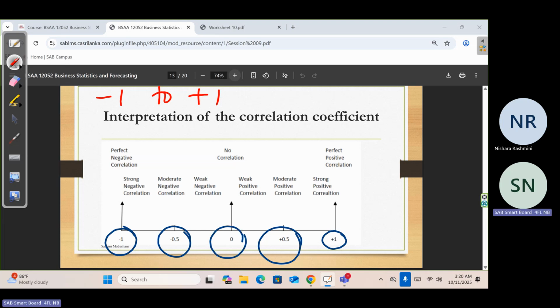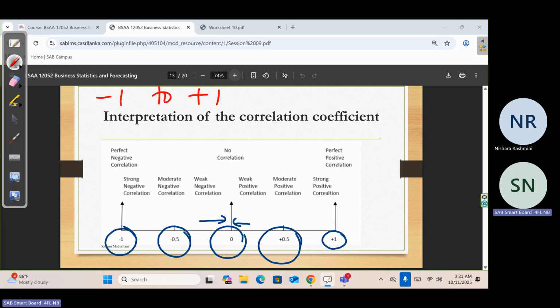If the R value is 0, it means what? R value 0 means there is no positive or negative, no plus and minus sign here. Then it means no correlation, or we can say zero correlation, or no linear relationship. Understood?